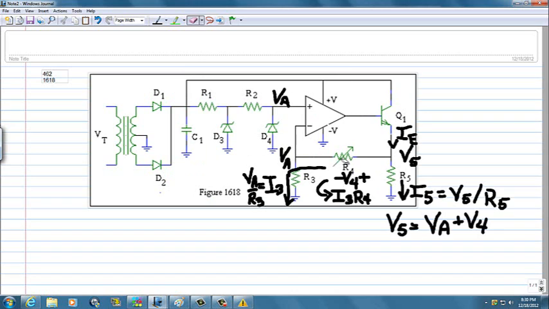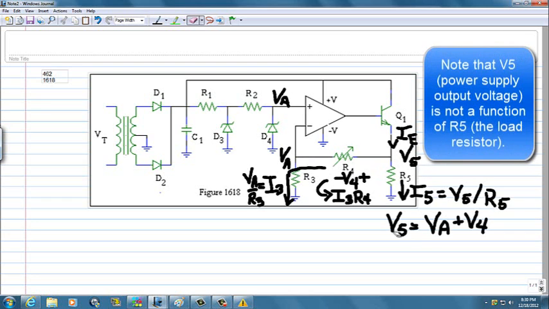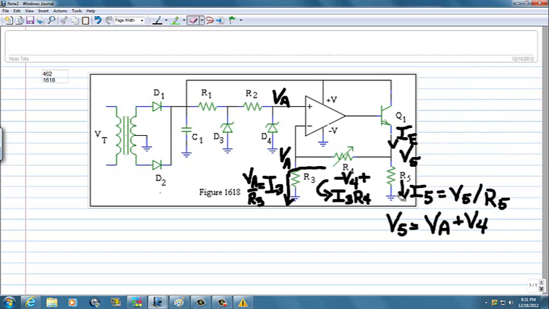Knowing the current through this resistor, we can calculate V4, the voltage across this resistor, is I3 times R4. Now, since we know the voltage is VA here, and there's a voltage rise across this resistor, then V5 will be equal to VA plus V4. Knowing the voltage V5, we can calculate the current through R5, V5 divided by R5.